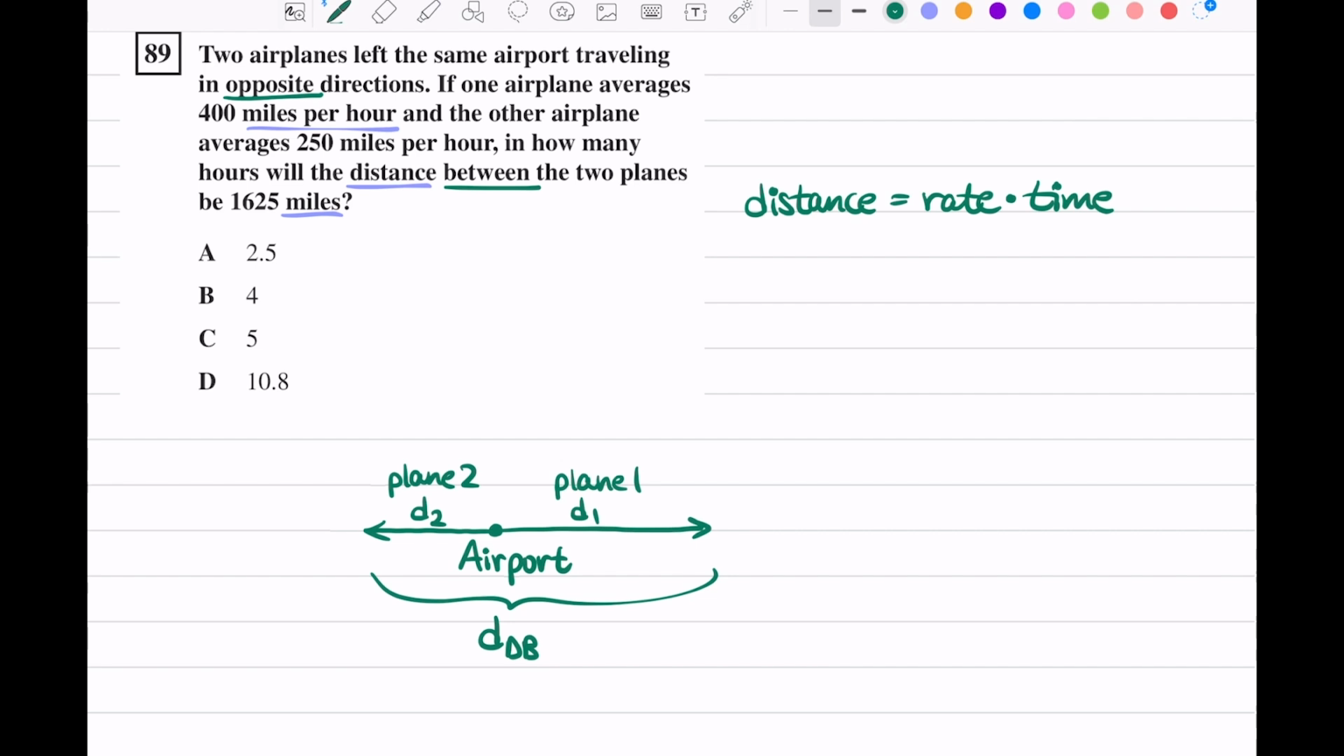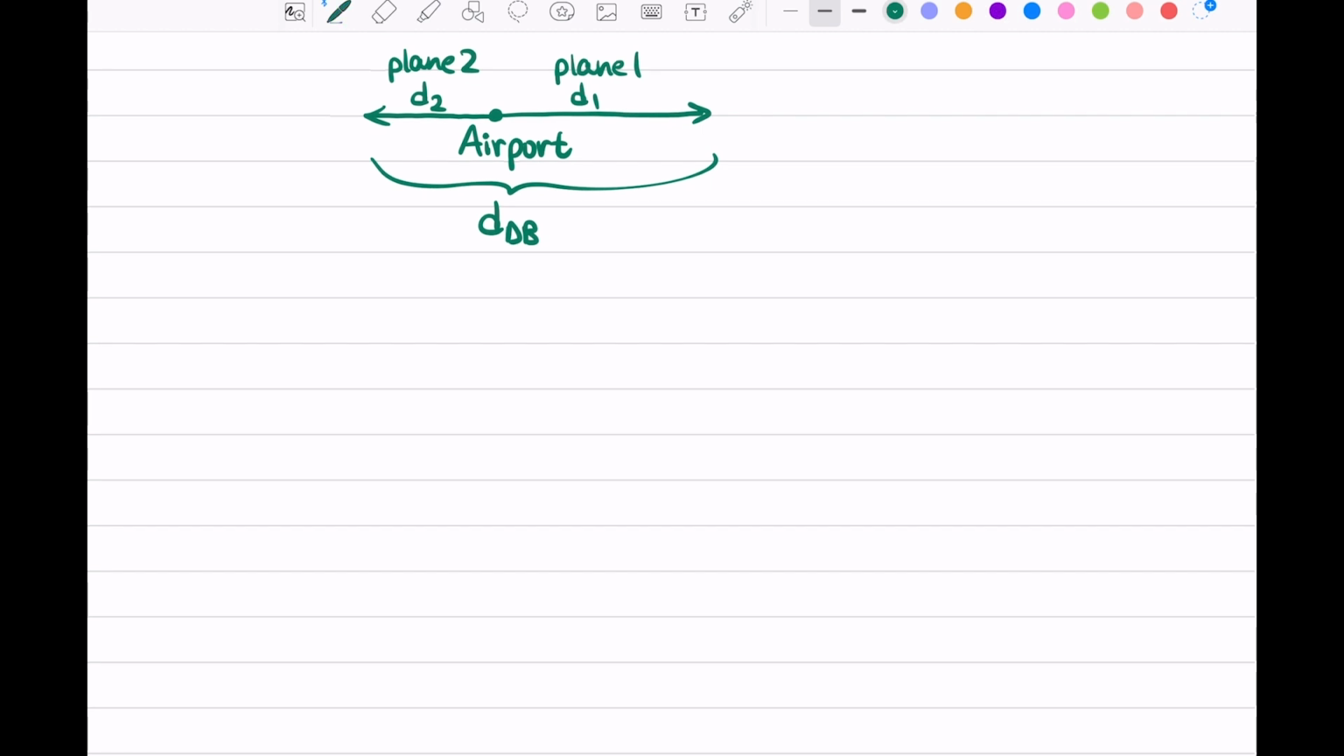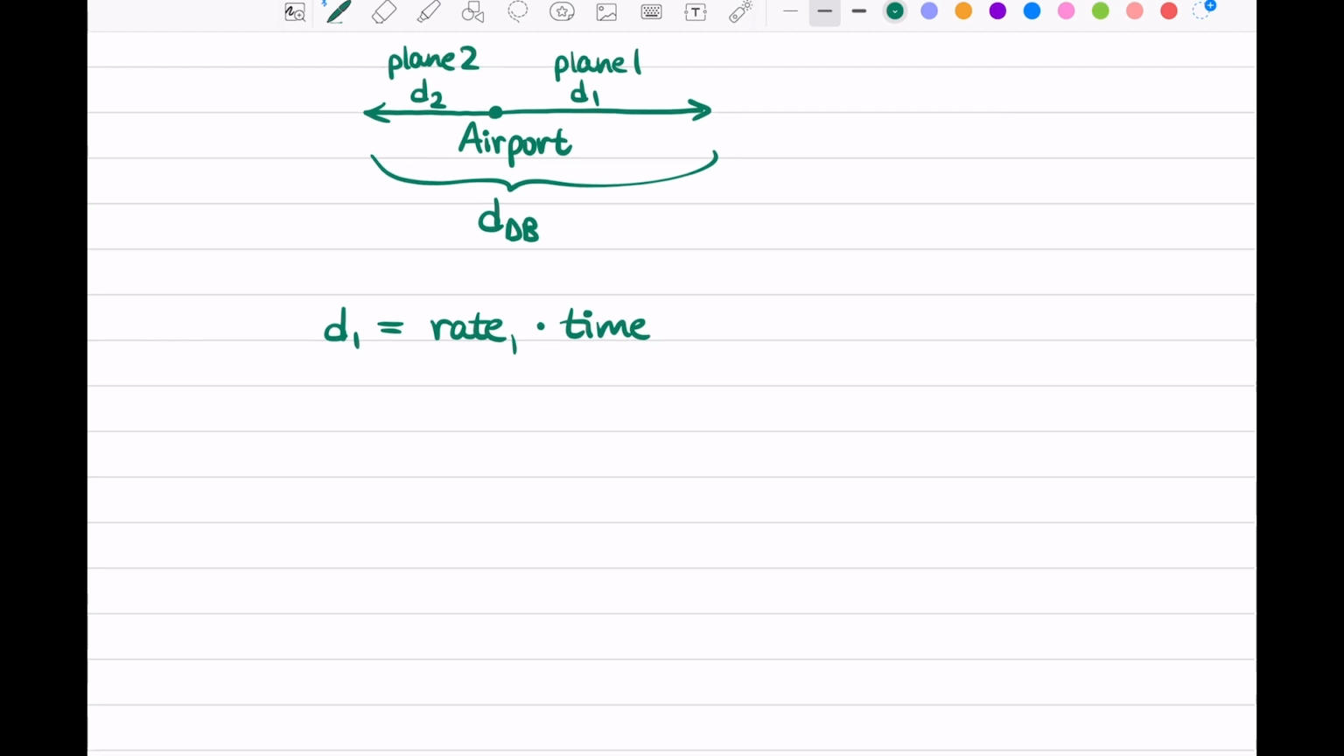We have two planes going in opposite directions, and we want to see in how many hours will the distance between the two planes be 1625 miles. So let's use our formula to write some information down about this problem and see if it can lead us to the answer. So let's think about plane 1. The distance it travels is going to be equal to the rate it travels at times the time it travels at. So we'll just have that subscript 1, just referring to plane 1. So are we given any information about the rate or the speed that this plane is traveling at?